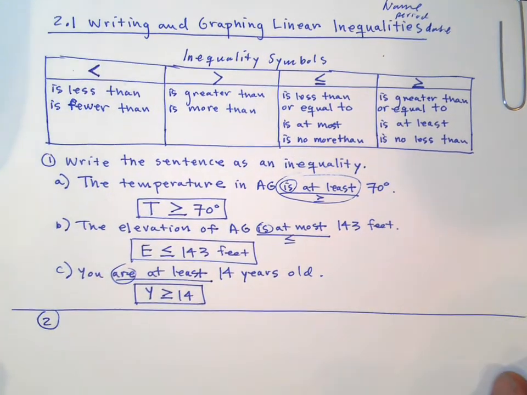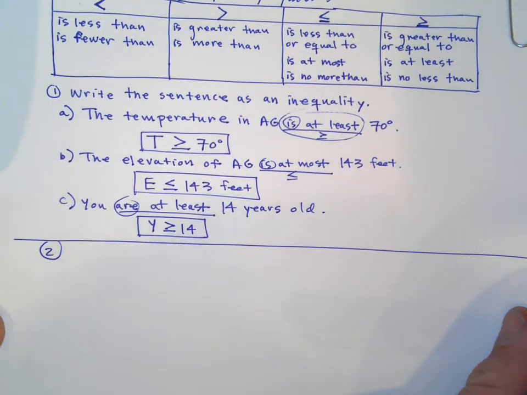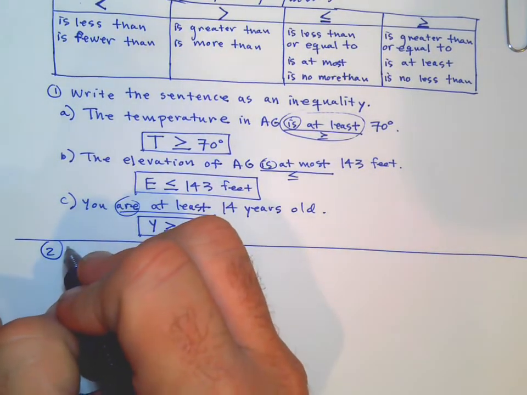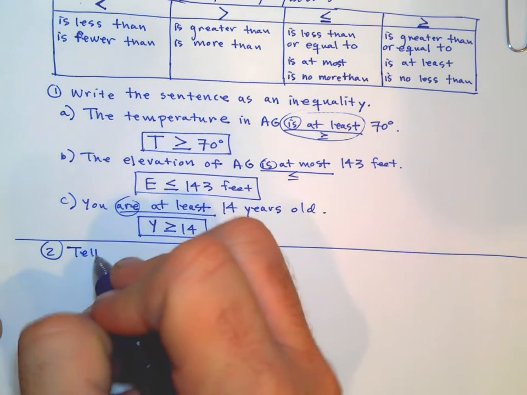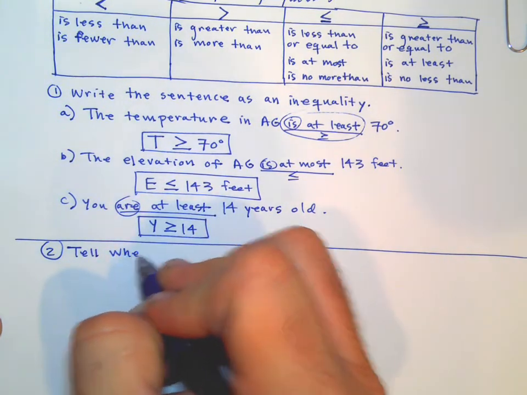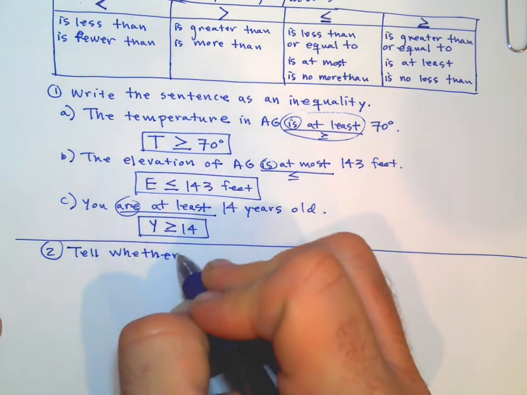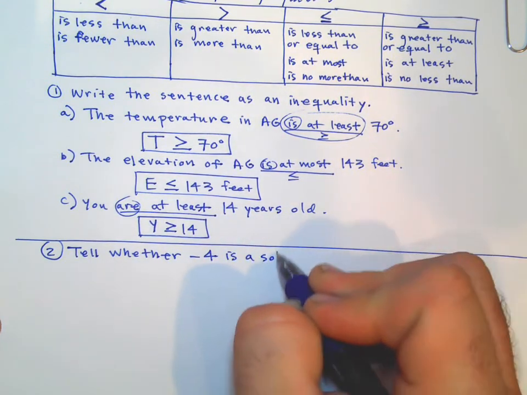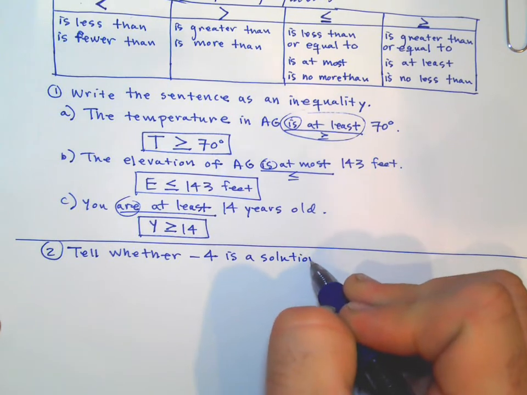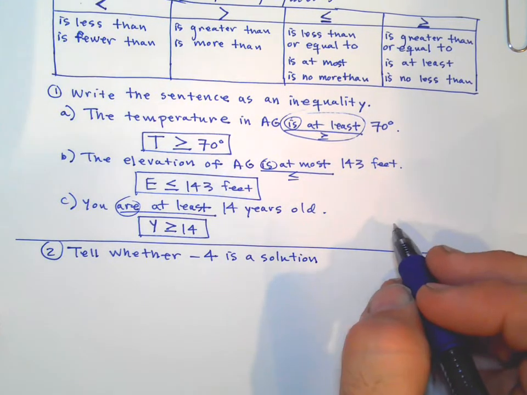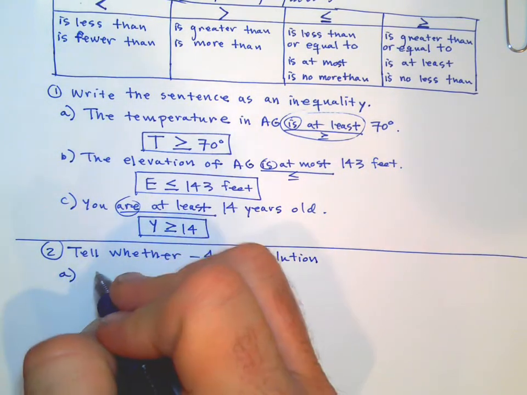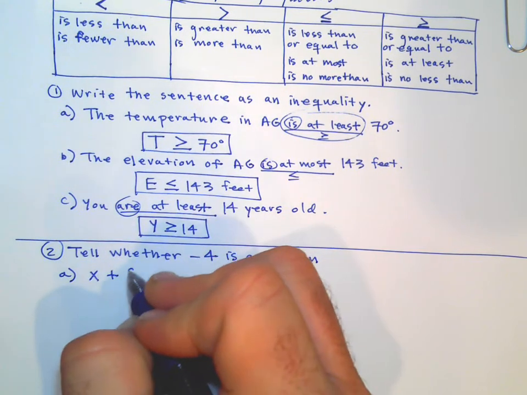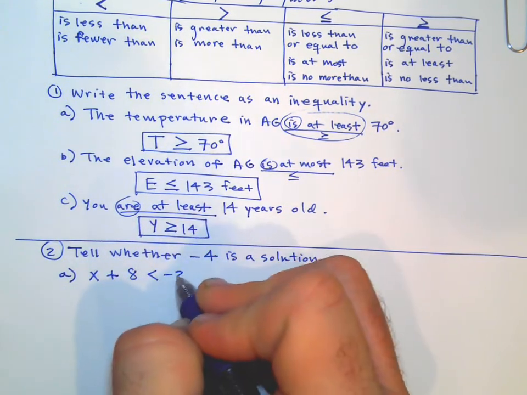So that's one kind of problem you will do today. Number two, directions will say something like this. Tell whether -4 is a solution. Okay, and we'll do a couple examples here. X plus 8 is less than -3.